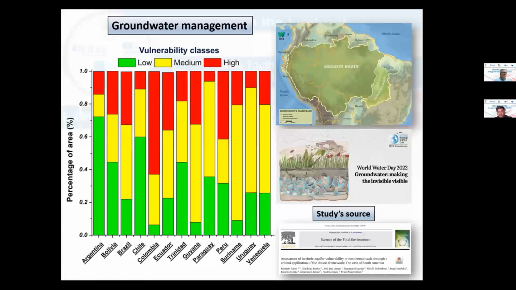We have a lot of deforestation that is destroying the natural balance of the area. And in this case, this kind of management and the representation of results using a map and symbology that is readable for everyone contributed well to the concept of making the invisible visible, due to the groundwater system, and to the celebration of the World Water Year of 2022.